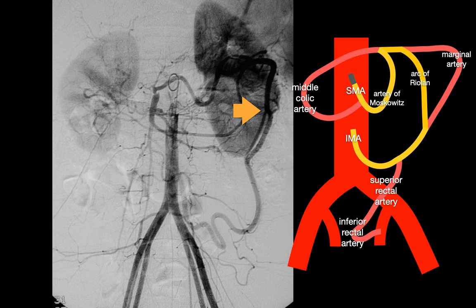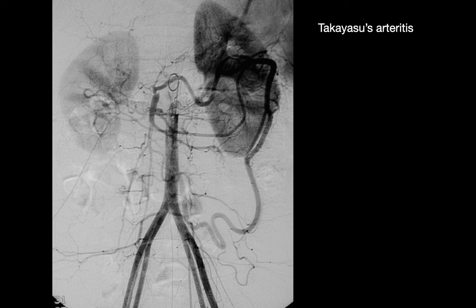And here's an illustration of what's going on here. Because of the SMA occlusion, the areas that would be normally supplied by the SMA are being supplied via the IMA to the arc of Riolan and then to the typical supply area of the SMA. This happens to be a case of Takayasu's arteritis.